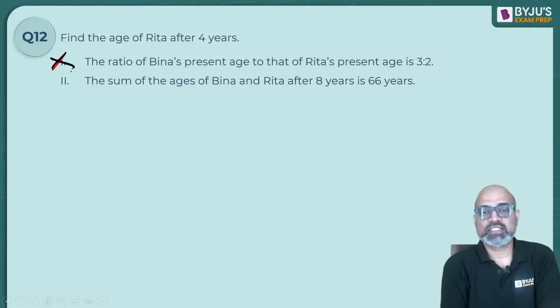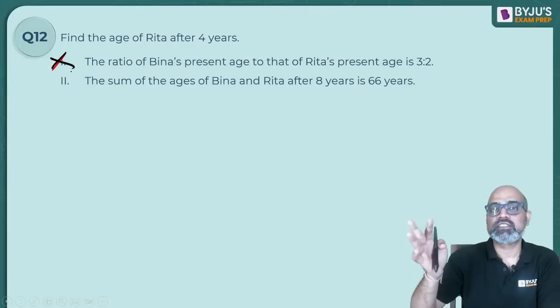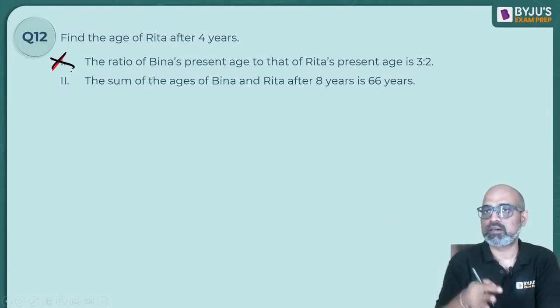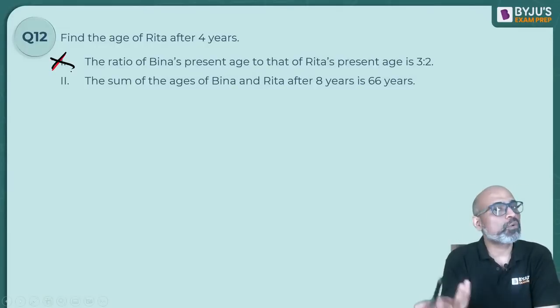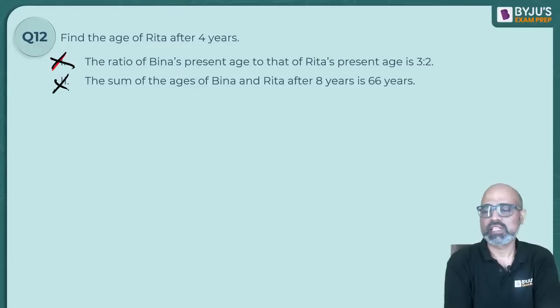Second, the sum of ages of Bina and Rita after 8 years is 66 years. So after 8 years is 66 years, then the present sum will be known. But out of that sum, how much does Bina get? How much does Rita get? I will have no idea. It won't come from the second. I know the sum, but I don't know individually. Let's combine them.